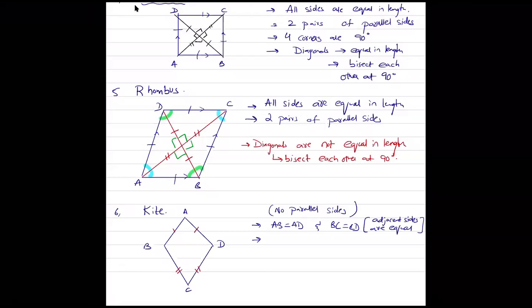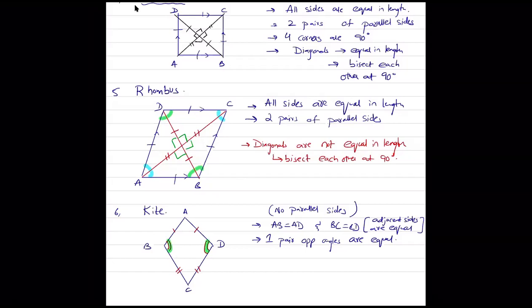अच्छा, दूसरा ये कि one pair of opposite angles are equal. Which means कि ये वाला angle is equal to this angle. ठीक है? These two angles are going to be equal.